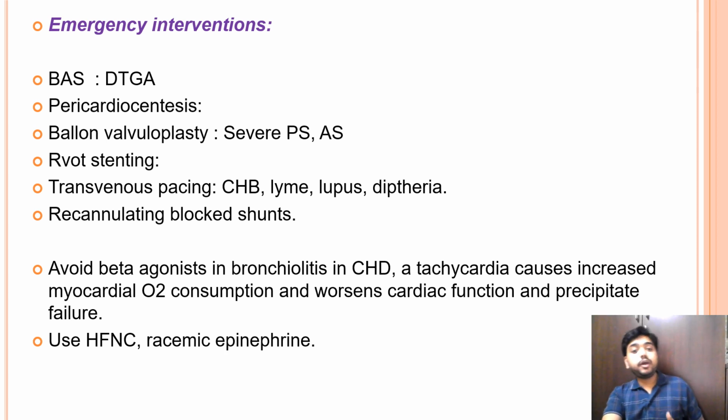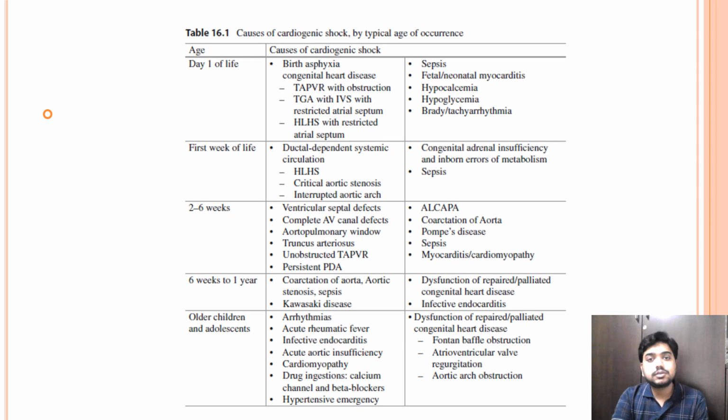Then avoid beta agonists in bronchiolitis in congenital heart diseases, because we discussed this last time also in part 1. Tachycardia causes increased myocardial oxygen consumption and worsens cardiac function, and preferably use high flow nasal oxygen or racemic epinephrine. Then, the causes of cardiogenic shock, we discussed it in the last episode also.